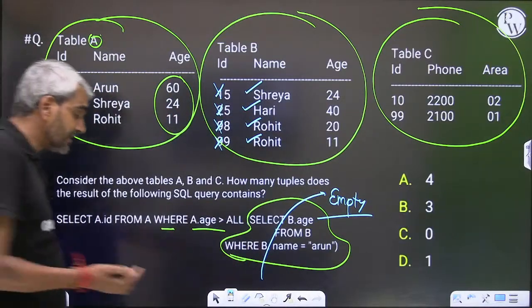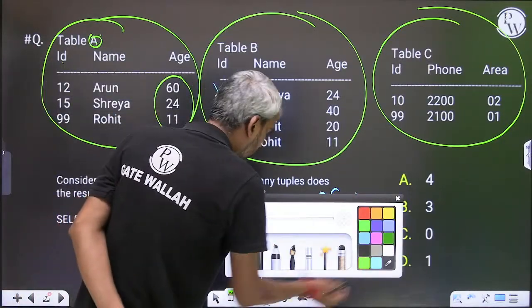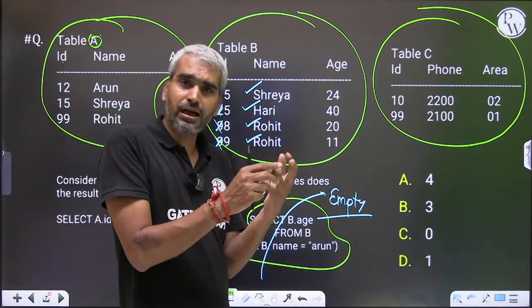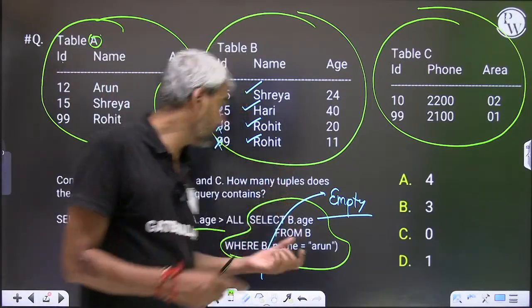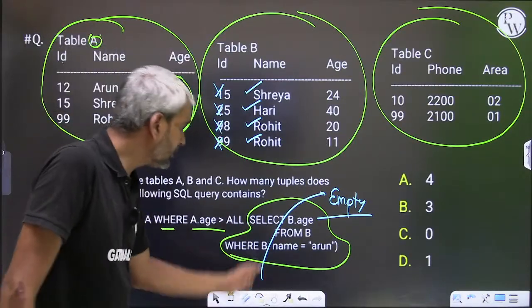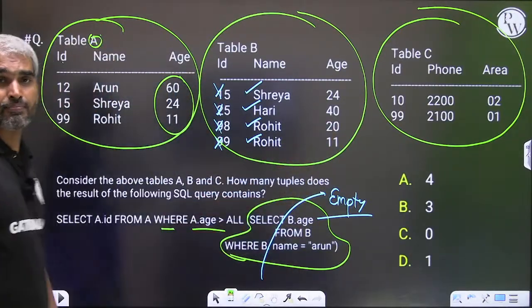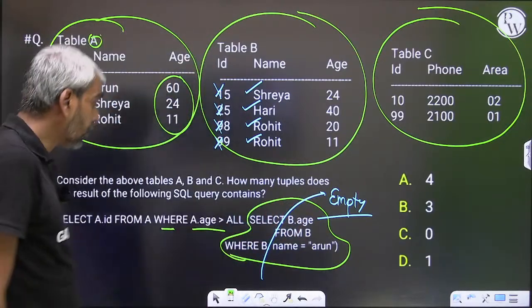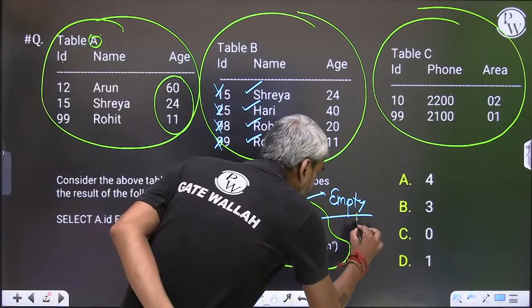And what did I say? I just wanted to give you an example of all. I have given you an example of any in the last class. I have given you an example of in, but I never gave you an example of all. Therefore, I have chosen this particular question. The inner query result is empty. Now you know, whenever the inner query result is empty, all will always return true.